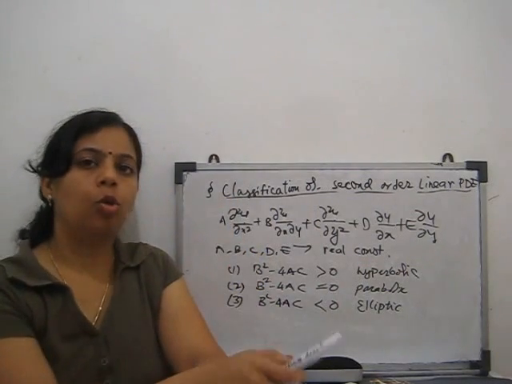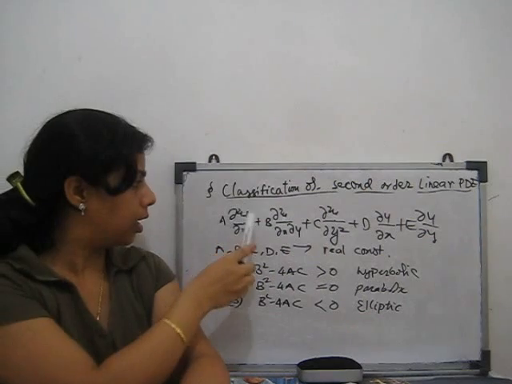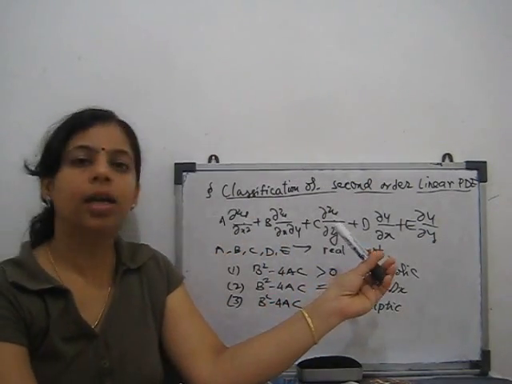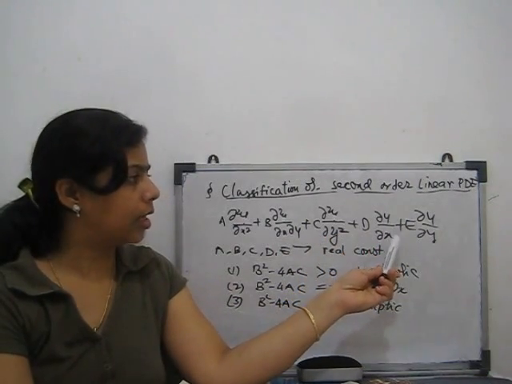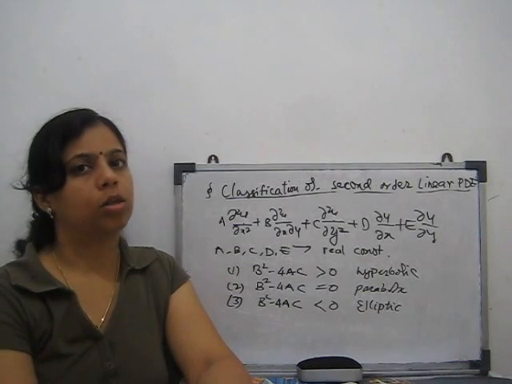So if we want to go for only second order linear partial differential equations, we can say A ∂²u/∂x², B ∂²u/∂y², C ∂²u/∂x∂y, then an x term, then a y term, where a, b, c, d are all real constants.